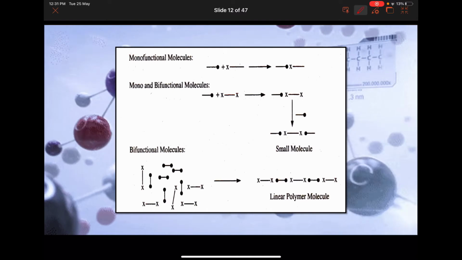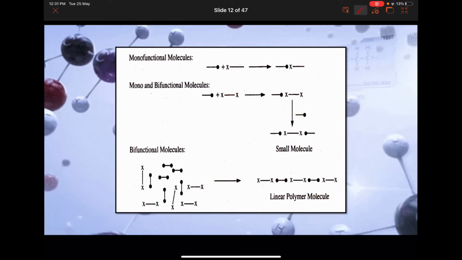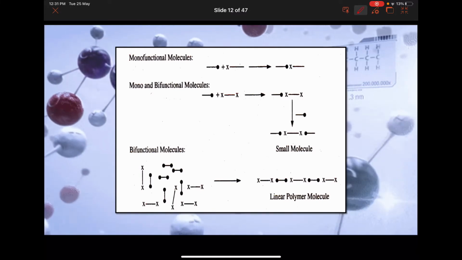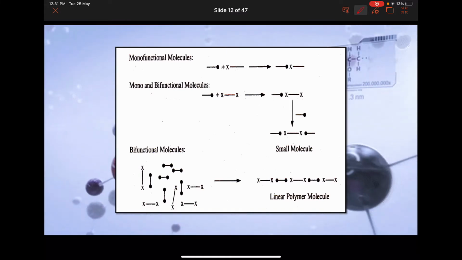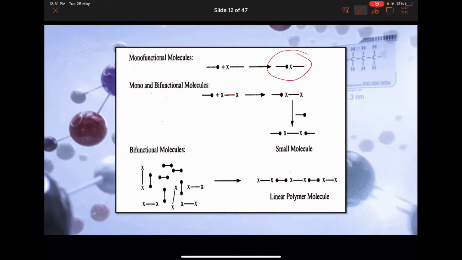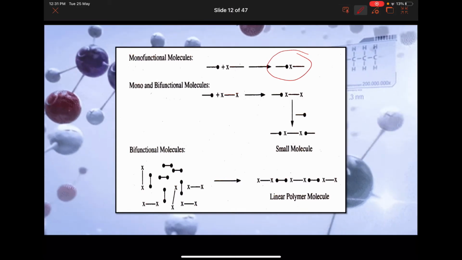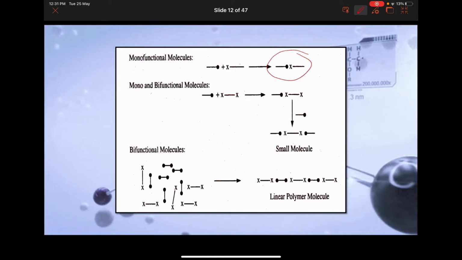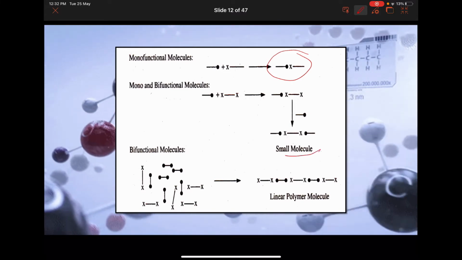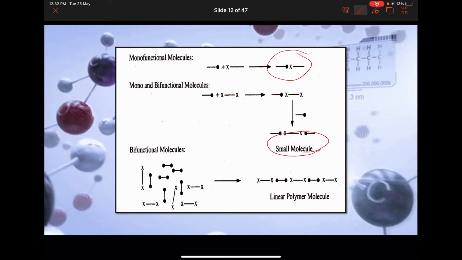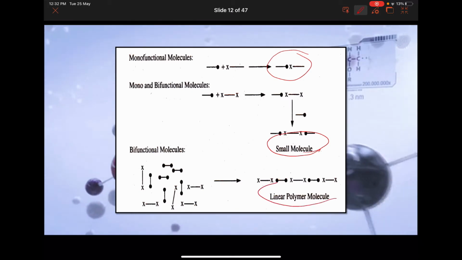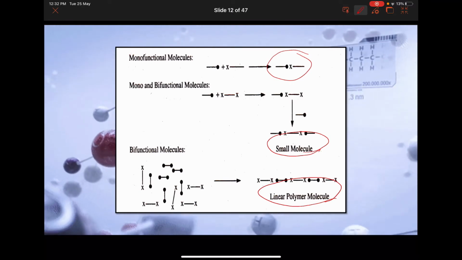From the previous explanation about the reaction, it can be summarized with this diagram. The reaction between monofunctional molecules will lead to just one reaction only, and the reaction between monofunctional and bifunctional molecules can lead to two steps of reaction, and it only forms small molecules, while the reaction between bifunctional molecules will form linear polymer molecules.